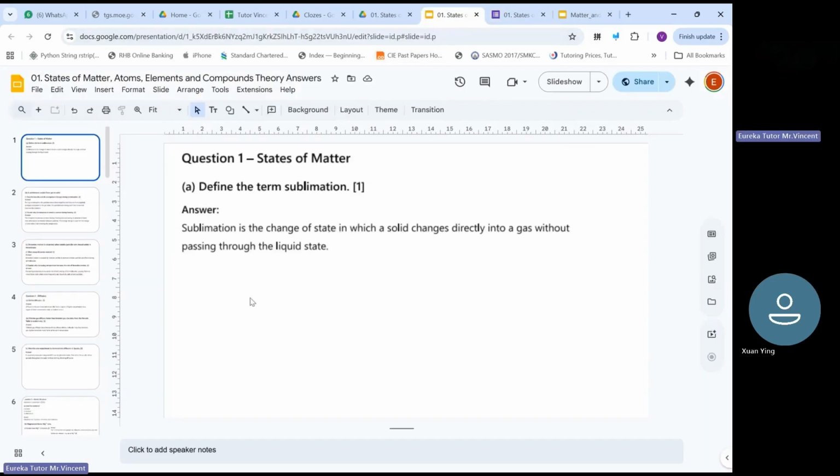For the answer, you can say that sublimation is a change of state in which a solid changes directly into a gas without passing through the liquid state. This is a basic definition, so I really hope you guys can try to memorize it. Next.